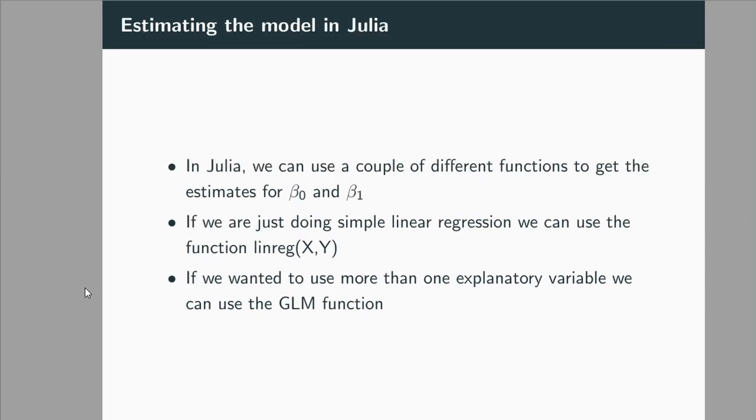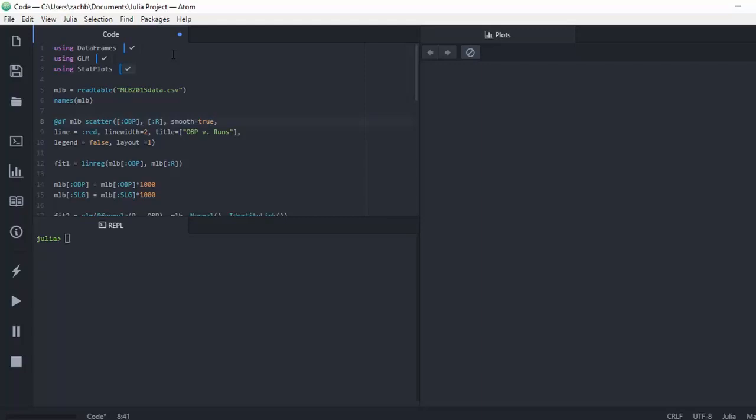In Julia, we could use a couple of different functions to get estimates for beta naught and beta 1. If we are just using simple linear regression, we can use the function linreg and then our x variable and our y variable. If we want to use different models such as multiple linear regression or logistic regression, we will have to use the GLM function.